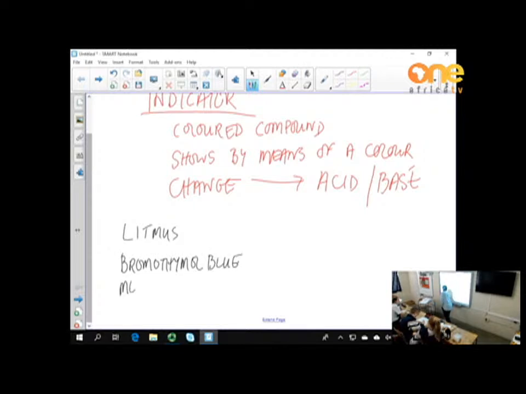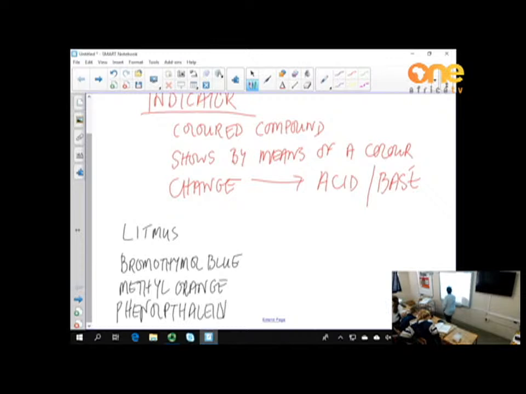Methyl orange. And phenolphthalein. Okay, phenolphthalein. In an acid and in a base. Did we do it? Yes.